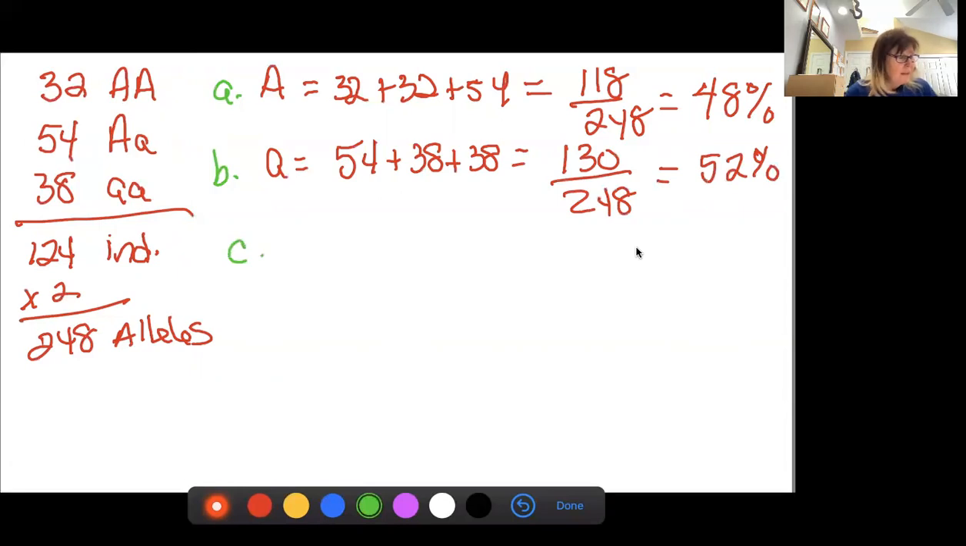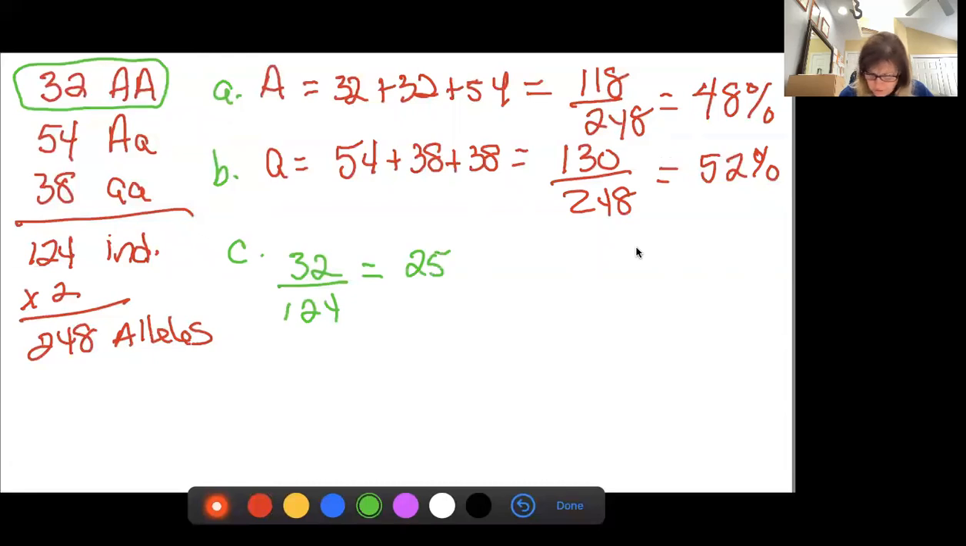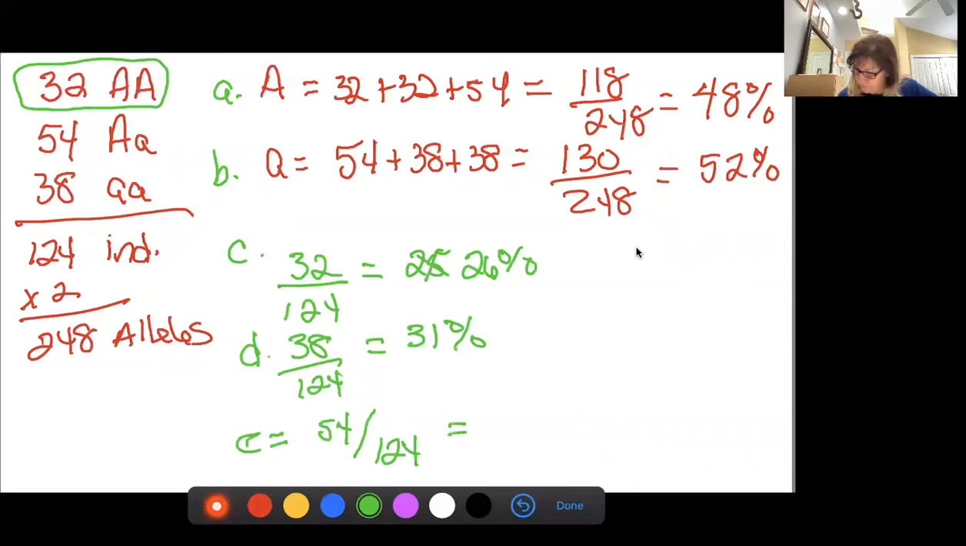C asks me homozygous dominant, right? So 32 individuals out of 124. That gives me actually 26, around 26%. And D asked me the frequency of the homozygous recessive. So 38 over 124. That is 31%. And E equals the heterozygous. So that's 54 over 124. And so that's about 44. Hopefully I'm pretty close, with rounding, to about 100%. Okay.